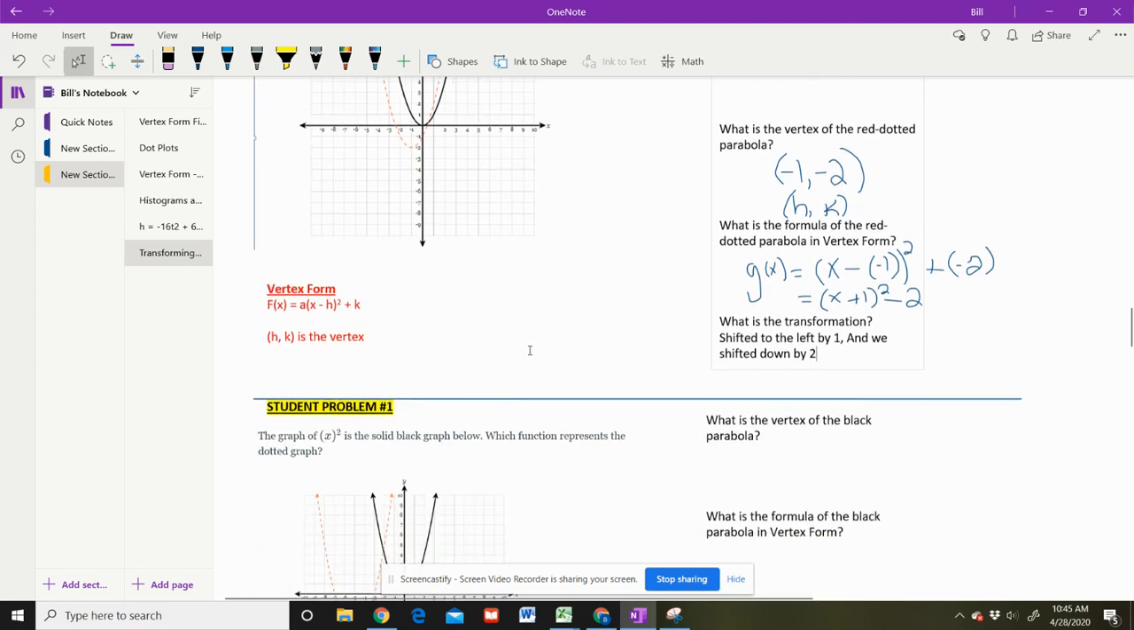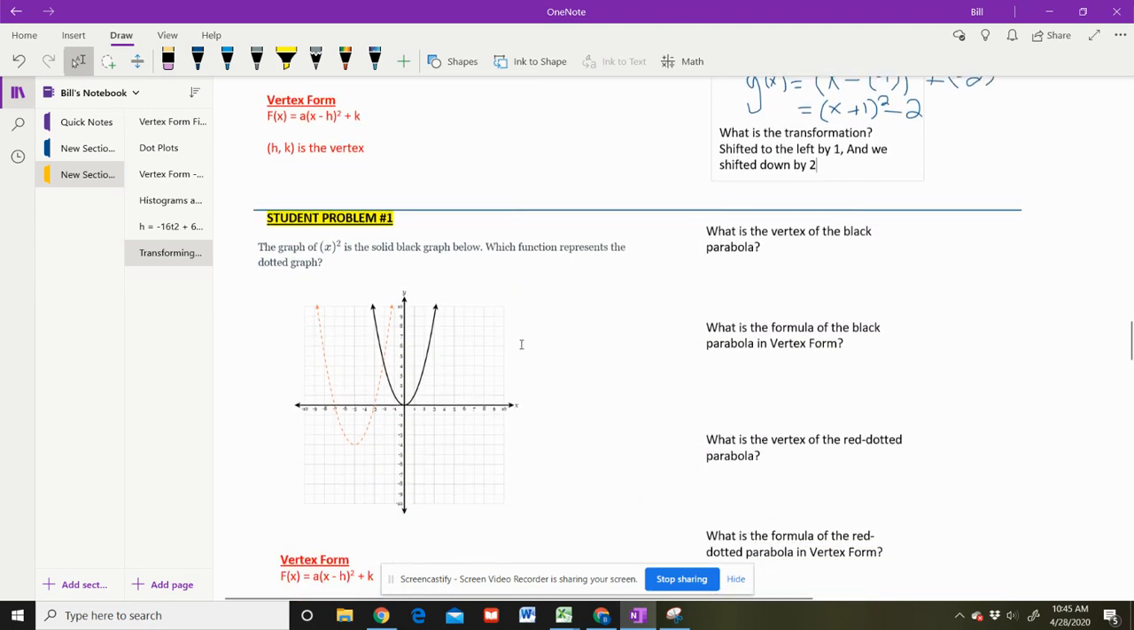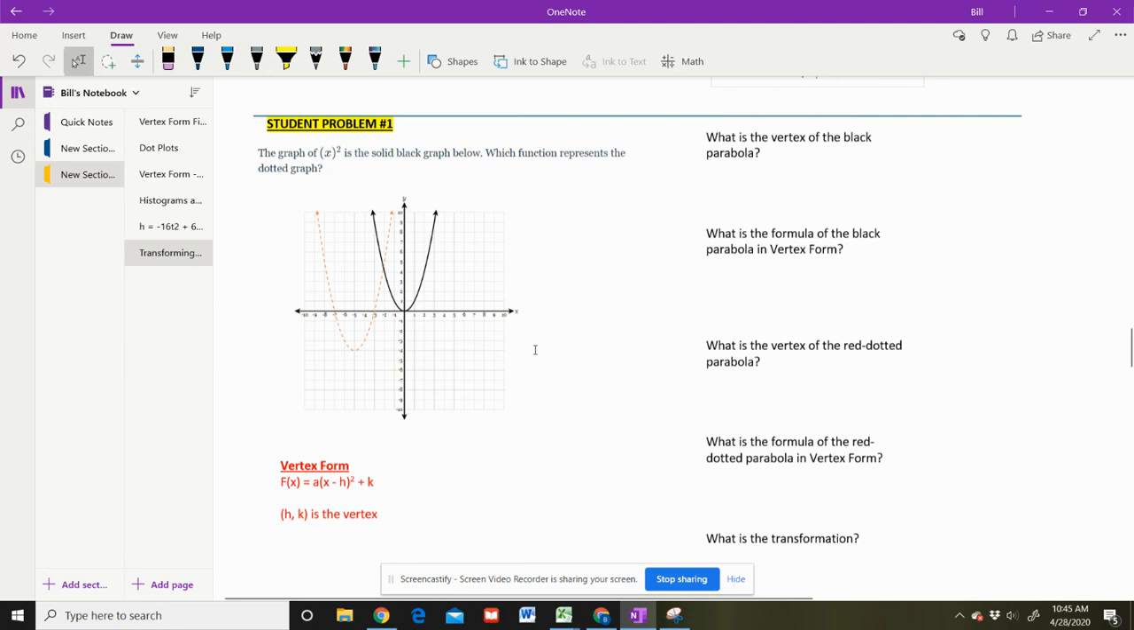Let's go down. I'm going to have you try this problem right here. I want you to answer the problems on the side; they'll be asked in Edpuzzle. You're going from the graph of x squared as a solid black graph below. Which function represents the dotted graph? Figure out how far it shifted left or right, and how far it shifted up or down. Okay, so try that.